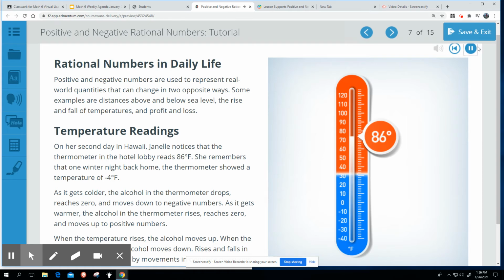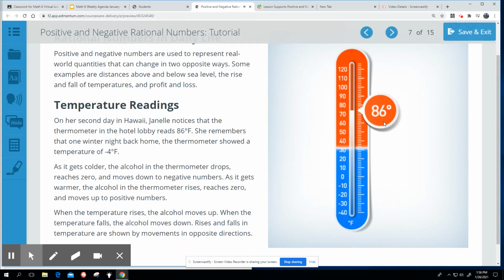Temperature readings. On her second day in Hawaii, Janelle notices that the thermometer in the hotel lobby reads 86 degrees Fahrenheit. She remembers that one winter night back home, the thermometer showed a temperature of -4 degrees Fahrenheit. As it gets colder, the alcohol in the thermometer drops, reaches 0, and moves down to negative numbers. As it gets warmer, the alcohol in the thermometer rises, reaches 0, and moves up to positive numbers.